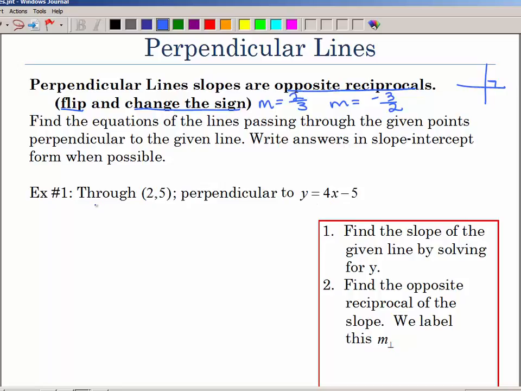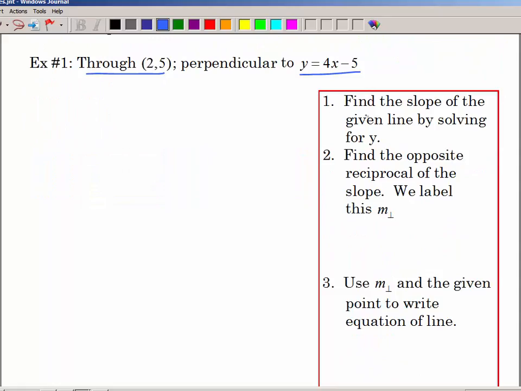So we're going to find an equation of a line that's perpendicular to the given line. So in example 1, we want to go through the point (2, 5), but we want it perpendicular to y equals 4x minus 5. So the first thing we need to do is find the slope of the given line by solving for y. Hey, but that's already done for us. Remember that y equals mx plus b. That coefficient of x, that's going to be our slope. That's the slope of the given line.